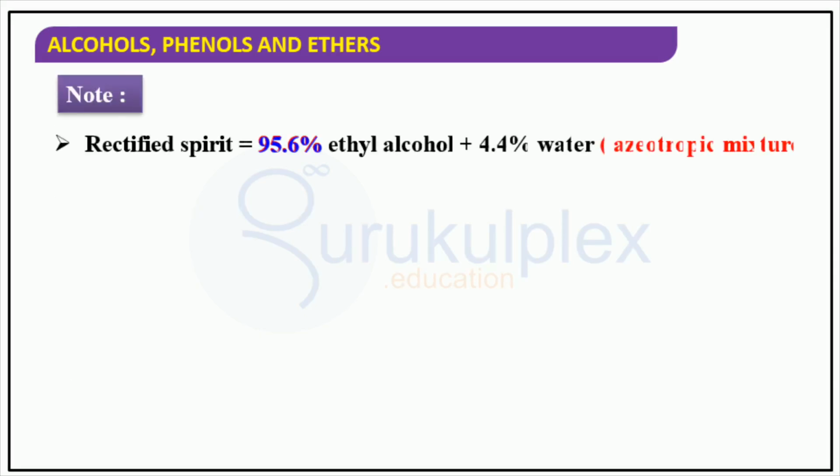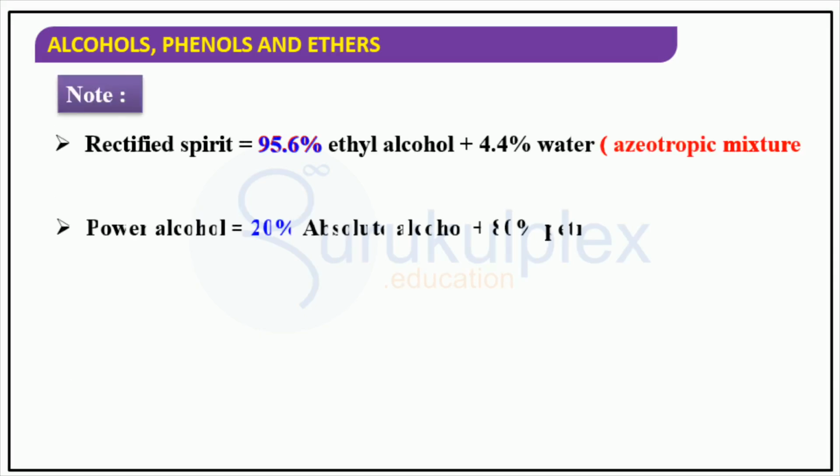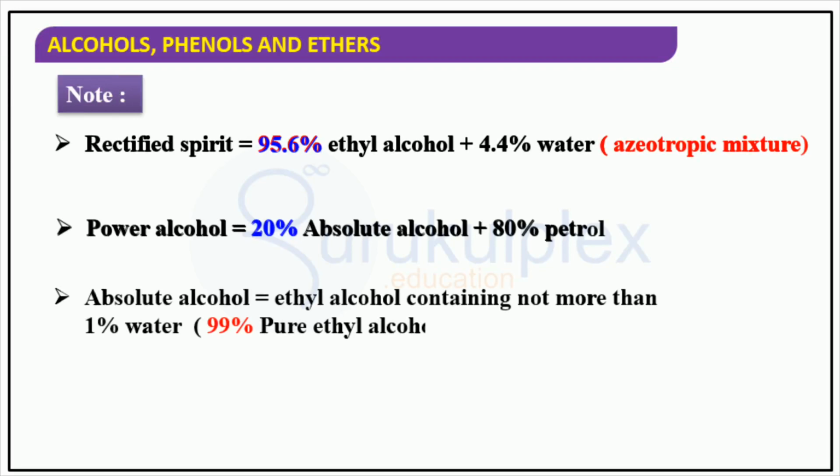As we can see from the text, power alcohol is made of 20% absolute alcohol and 80% petrol, and rectified spirit is a mixture of 95.6% ethyl alcohol and 4.4% water. Absolute alcohol is 99% pure ethyl alcohol with not more than 1% of water.